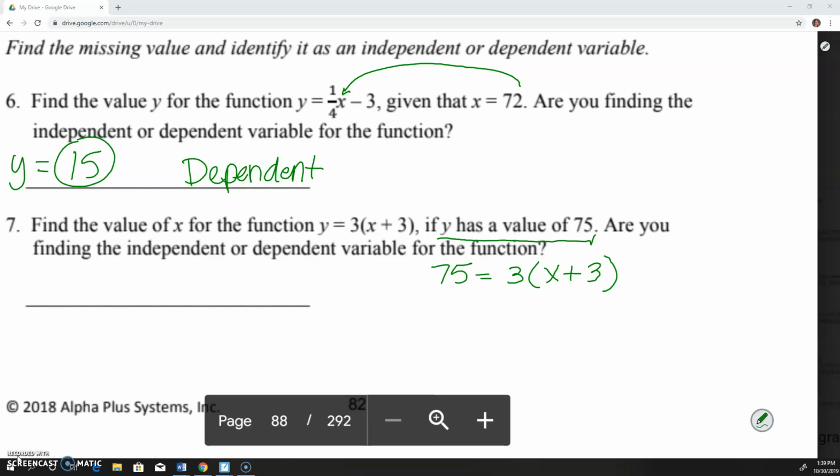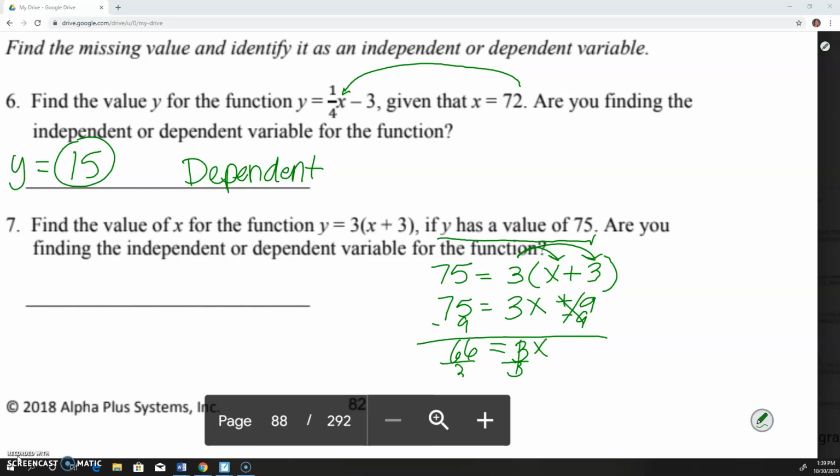You have to first do the distributive. 3 times x is 3x. 3 times 3 is 9. Then how do I solve it? You subtract 9, because I want to get 3x by itself. 75 minus 9 is 66. And then you want to divide.